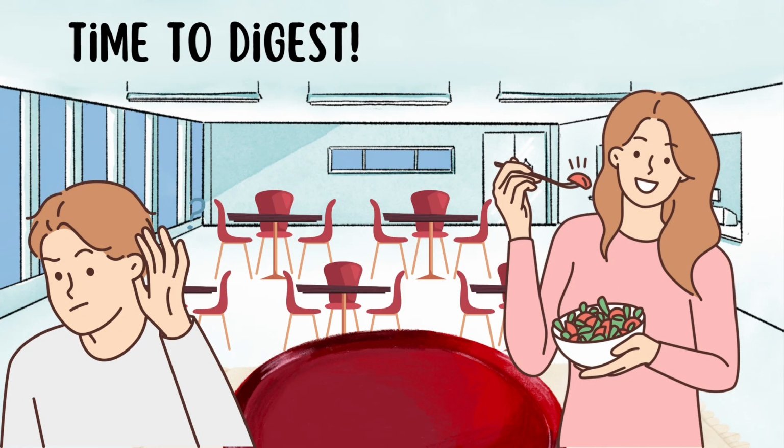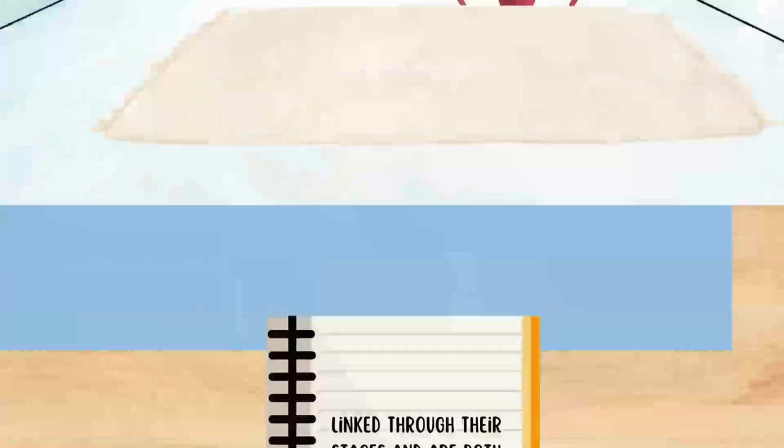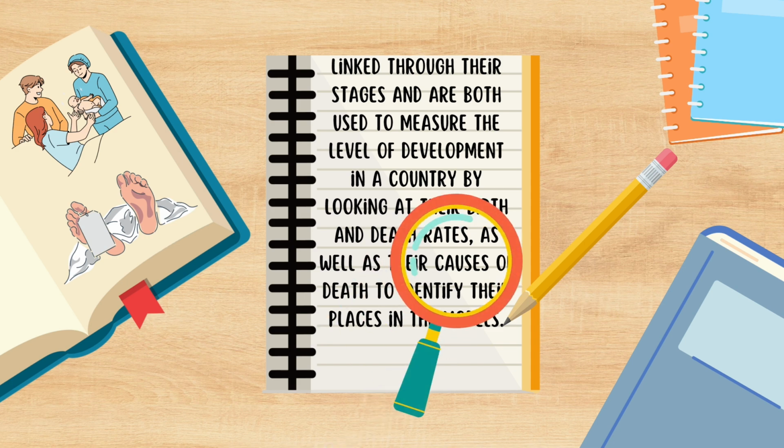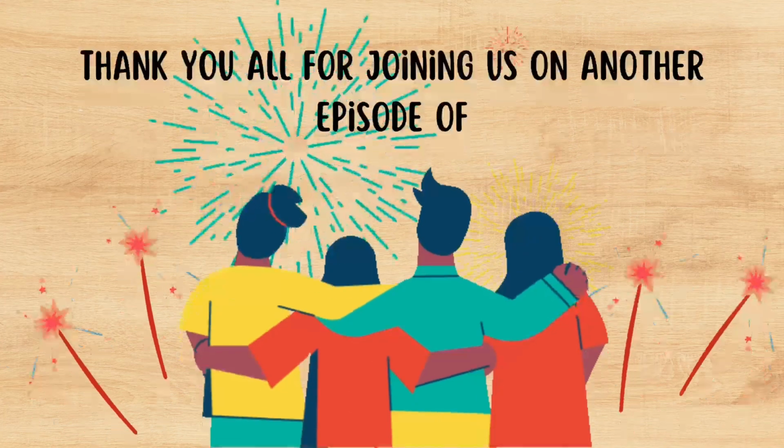Whew, alright guys, that was a lot. It's time to digest. To sum it all up in a few words, the DTM and the ETM are linked through their stages and are both used to measure the level of development in a country by looking at their birth and death rates, as well as their causes of death to identify their places in the models. And now you know everything about the DTM and the ETM.